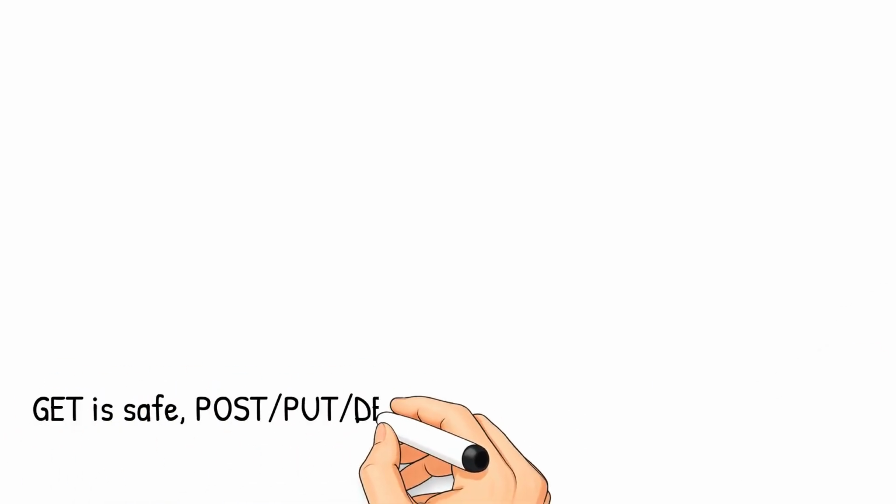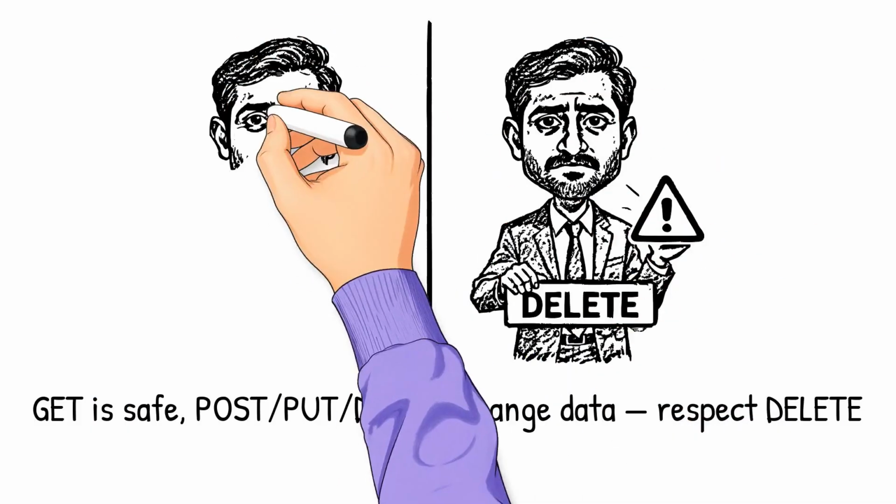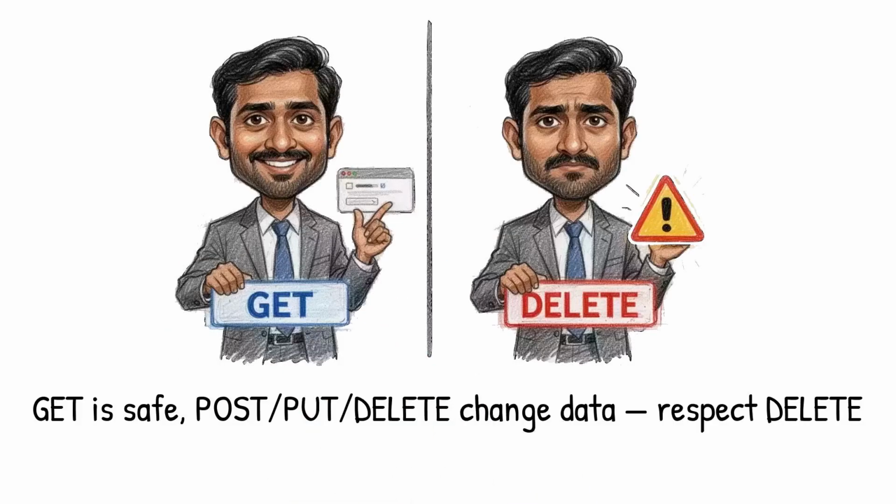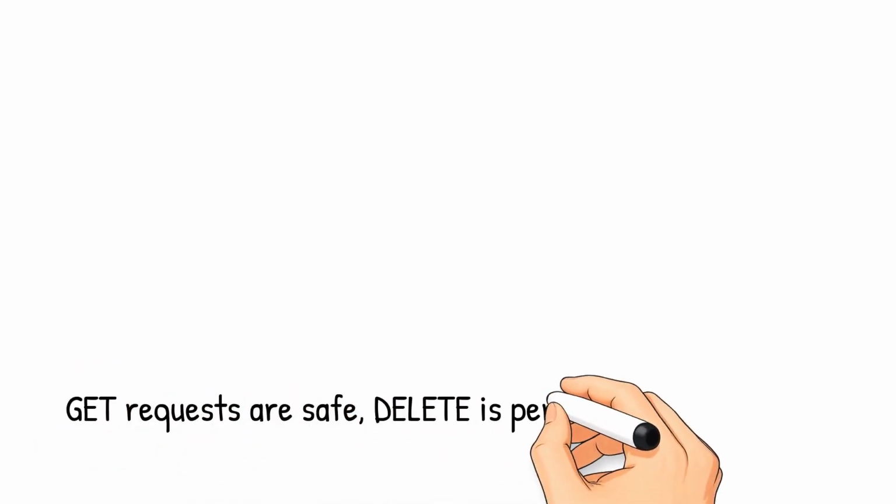Second, here's a safety idea that's genuinely worth remembering for life. Get is considered safe. It only looks, and it never changes anything on the server. But post, put, and delete all change data, so those three are the ones to treat with respect, especially delete, because deleting is usually permanent and can't be undone. A GET request basically can't hurt anything. A careless delete absolutely can.